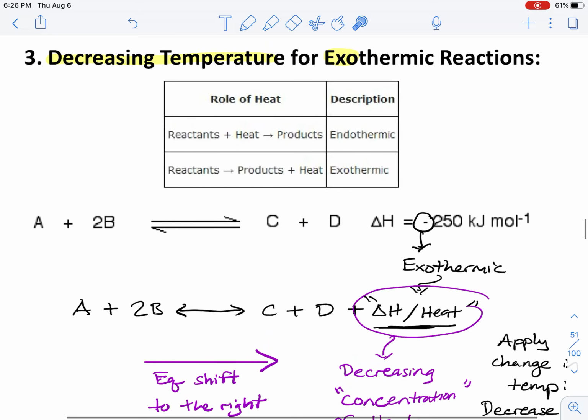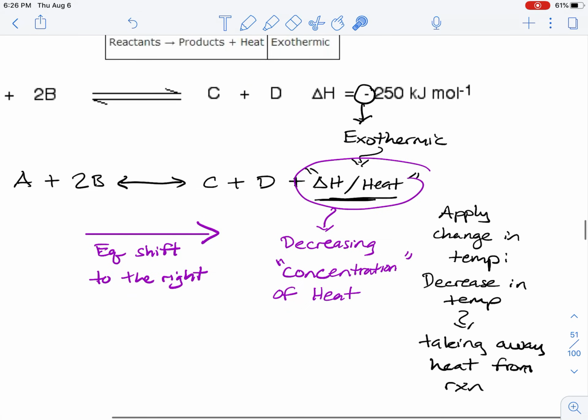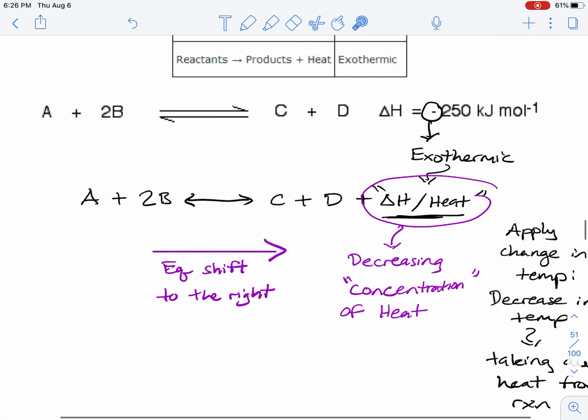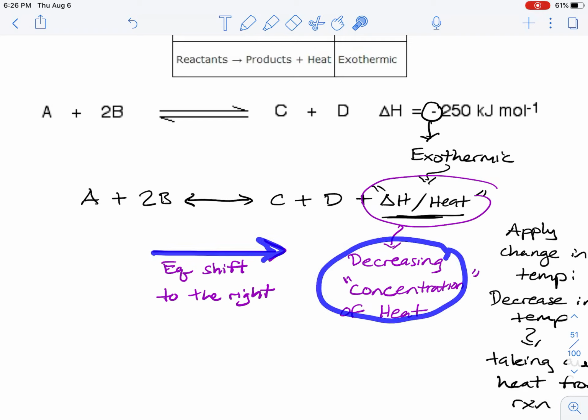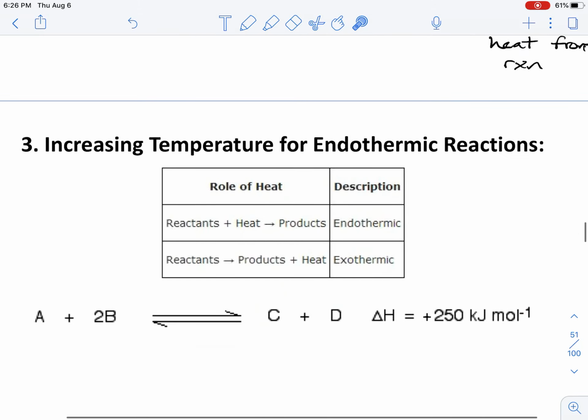You can only apply the change in temperature after you figure out where heat is going to be positioned in the chemical reaction. If you are taking away heat, then the equilibrium will shift in that same direction to replenish the substance, or the heat, that was lost.